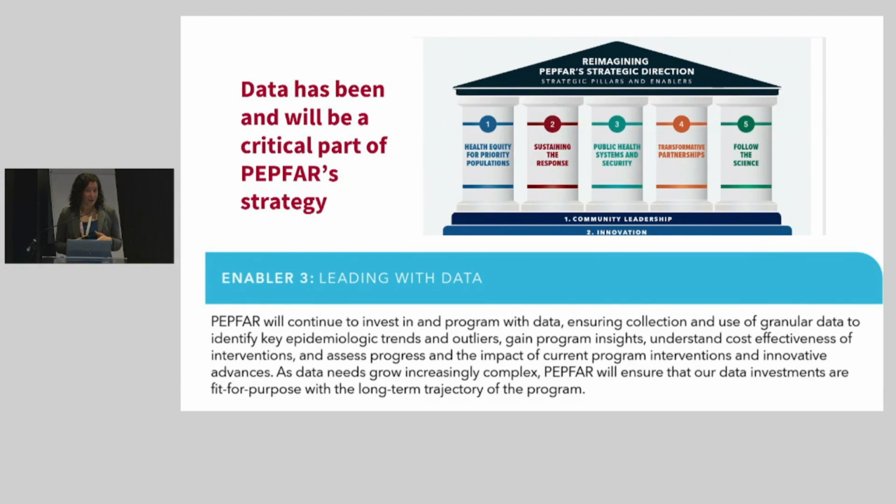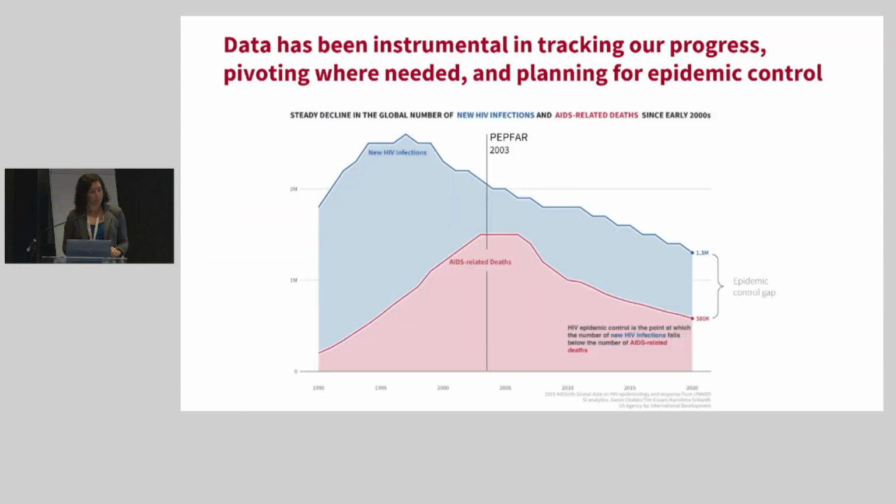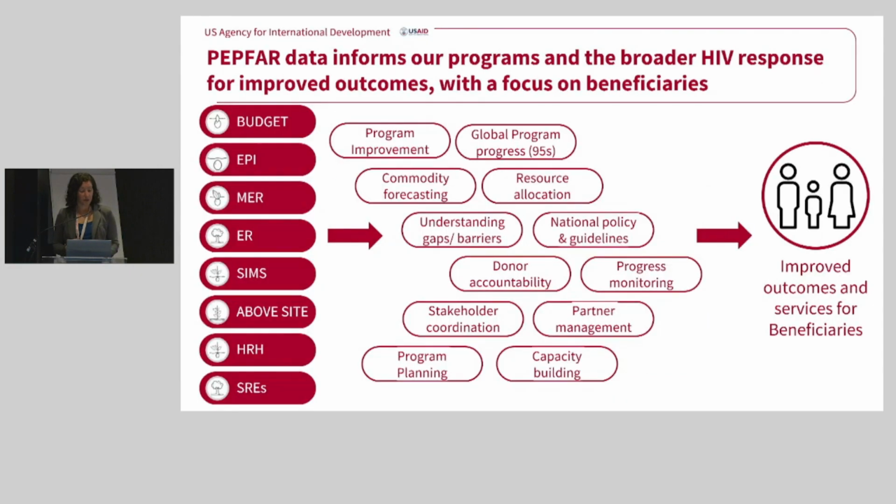Historically, data has been an ongoing and critical component of the PEPFAR program. We collect a lot of data. Under the new PEPFAR strategy, leading with data is one of the three critical enablers that underlie the strategic pillar. So it will continue to be an ongoing focus and critical part of the work we do in PEPFAR. One example of ways that we use our data in a very important way is how we track our progress towards EPI control. And data also informs then how we make adjustments in our programs in order to continue progress on that trajectory.